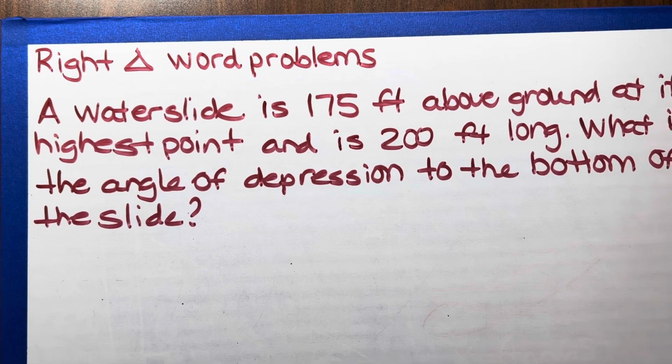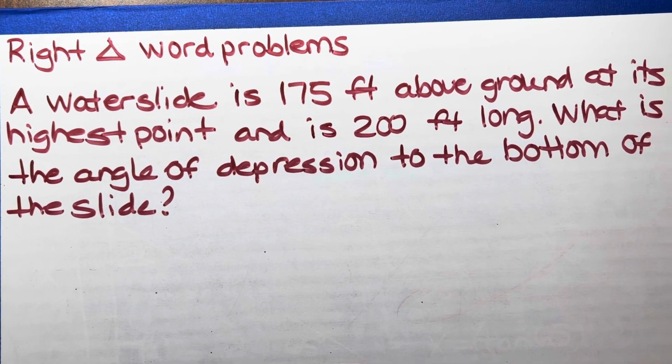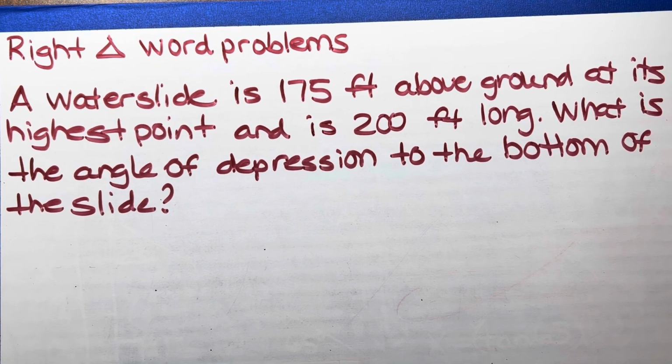Today's topic is right triangle word problems, and today our word problem is about a water slide. Remember, on these kinds of problems, your job is to first draw a diagram that represents all the information given to you. So I'll let you pause for a minute and you can write down the word problem before we move forward.